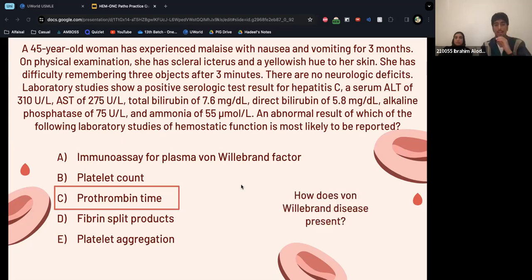Okay, and this is a little fun thing I wanted to put for you guys. How will von Willebrand disease present? I want more lab based answers. Increased bleeding time, that's exactly what I was looking for. Increased bleeding time and what though? Regarding the platelet count.